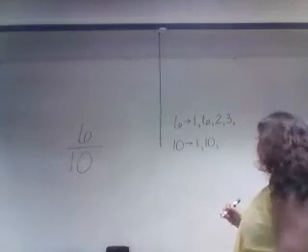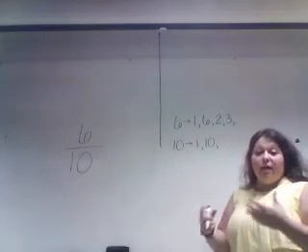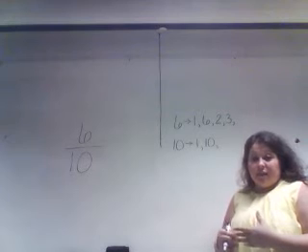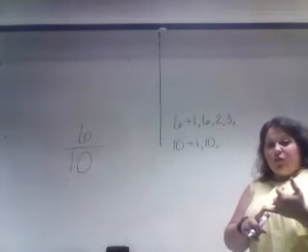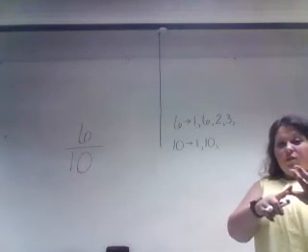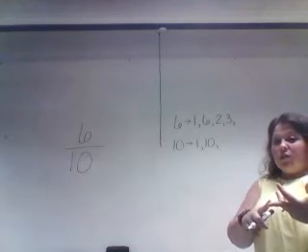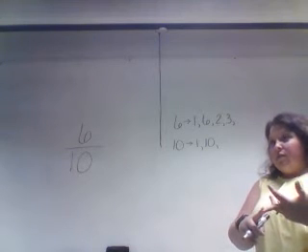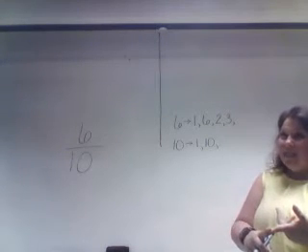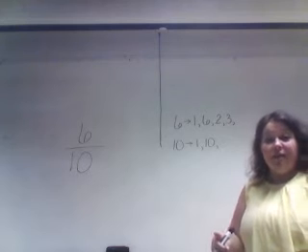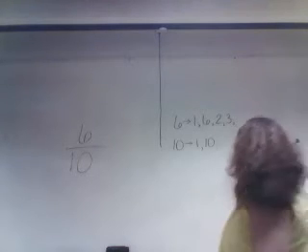How about 2? Can 2 divide into 10 evenly? Well, 2 times 1 is 2. 2 times 2 is 4. 2 times 3 is 6. 2 times 4 is 8. 2 times 5 is 10. So 2 and 5. Okay.